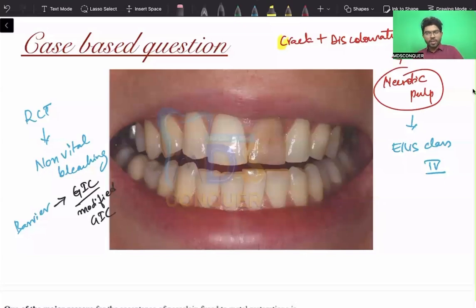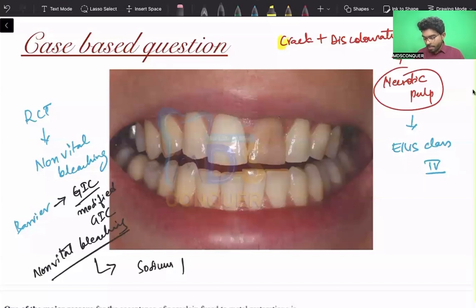And what is the material of choice for non-vital bleaching? Non-vital bleaching is basically done by a combination of sodium perborate plus hydrogen peroxide as an activator. Okay, sodium perborate plus hydrogen peroxide is basically used for non-vital bleaching. Clear, guys? Done? Can I move on? I hope you are clear with this.